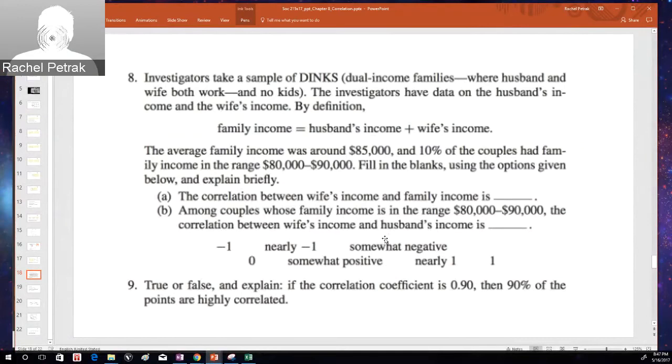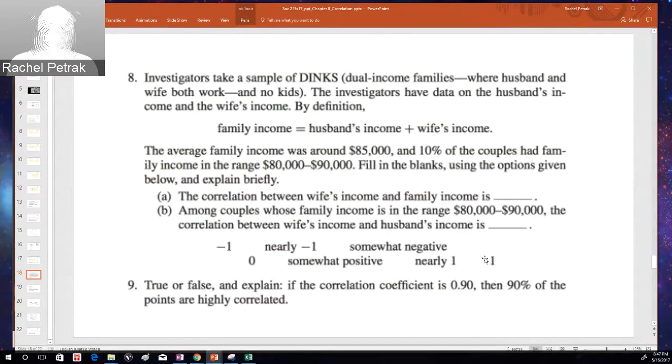Wait, sorry, let me back up a minute. We're just looking at the wife's income. So the correlation between the wife's income and the family income can't be a perfect correlation because, again, these are dual income families. So there might be cases where the wife's income is a larger proportion of the family income. And there might be cases where the husband's income is a larger proportion of the family income. And because of that, we can't have a perfect correlation here.